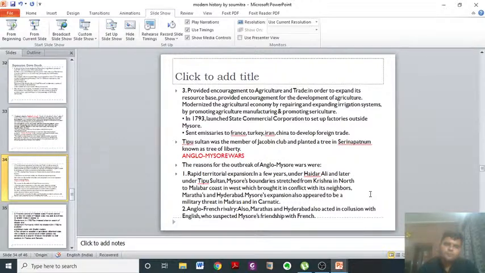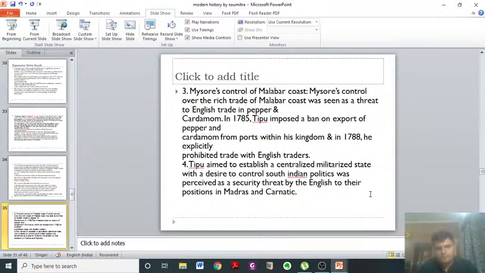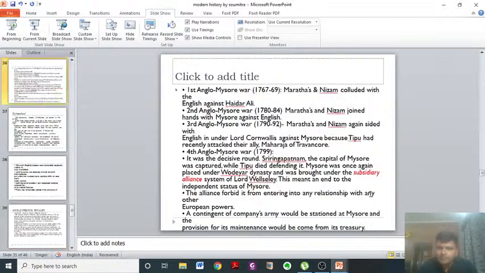Now, the first Anglo-Mysore War: the Marathas and Nizams colluded with the English against Hyder Ali, but Hyder Ali defeated them. Now the Marathas and Nizam joined hands with Mysore against the English, and again the Britishers were defeated. Now what the Britishers did is they concluded a treaty with the Marathas. I'm not remembering the name. Marathas and Nizam again sided with the English under Lord Cornwallis against Mysore because Tipu had recently attacked Delhi.